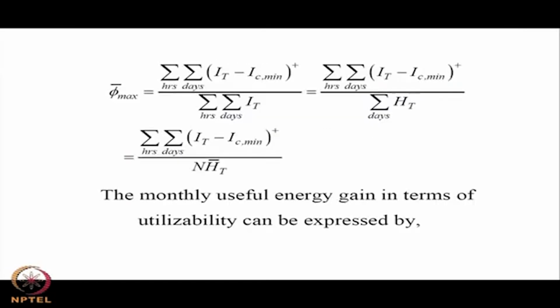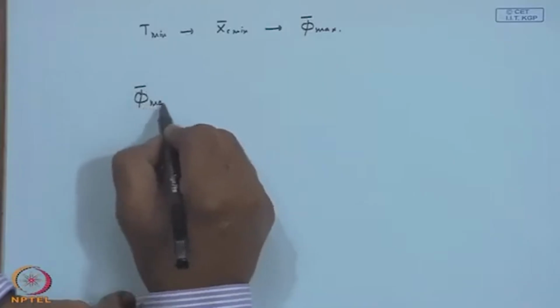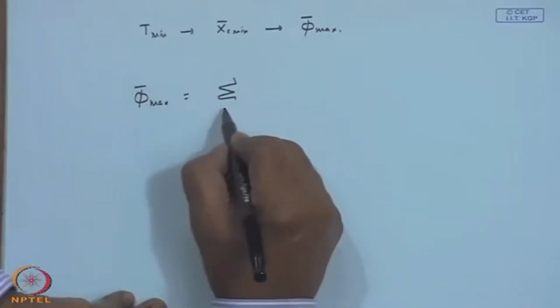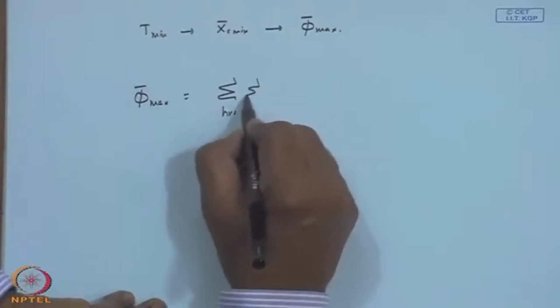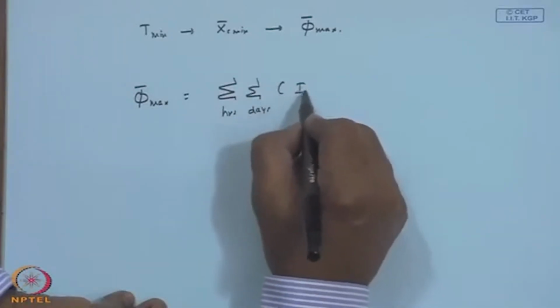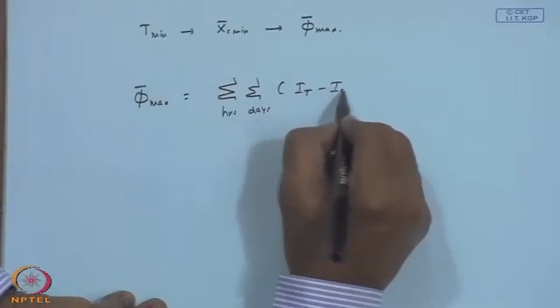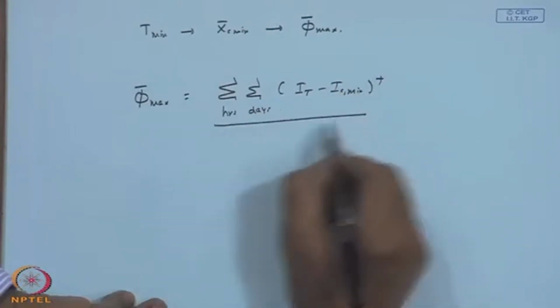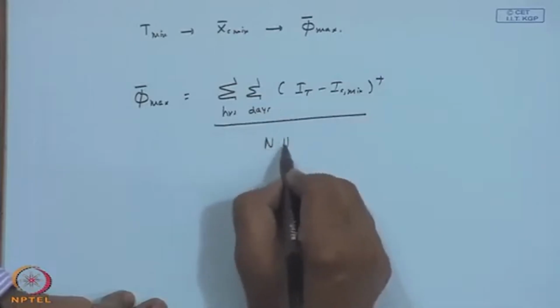I will write down just the last one. Phi bar max should be equal to summation over hours, over days, of (I t minus I c min)+ divided by summation of I t, or rather, over n times h t bar.